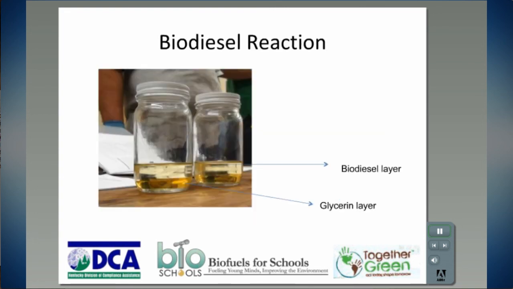In this picture, students conducted a small reaction in a jar to produce biodiesel and glycerin. This biodiesel was made from using pure vegetable oil. Can you see the 2 layers? The biodiesel layer is on top and the glycerin layer is on the bottom.